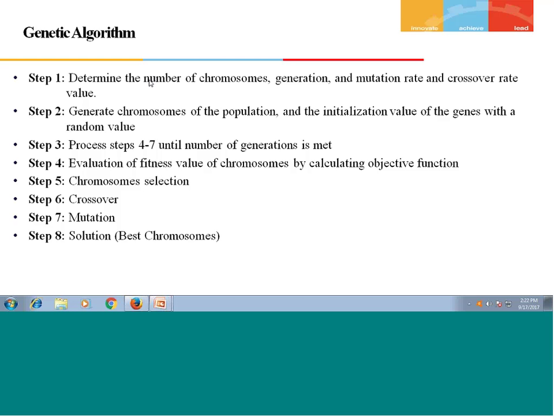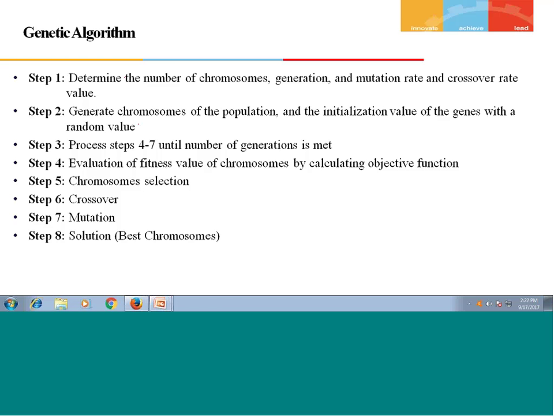For example, the mutation rate is very low, say 0.001. That means out of 1000 bits only one should mutate, or change its value. For the crossover rate, for example, you take 10 hypotheses in your first generation and you want only 5, or half, of your chromosomes to go through the crossover process. So your crossover rate is 50%. These are the parameters that need to be fixed before implementation.